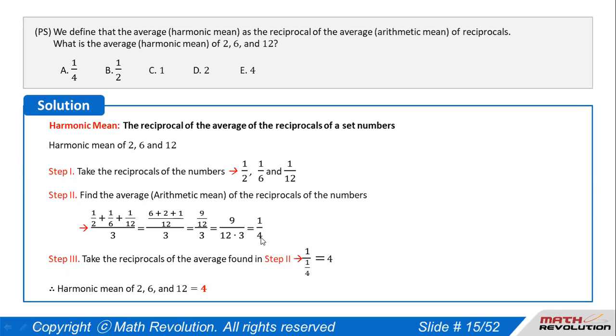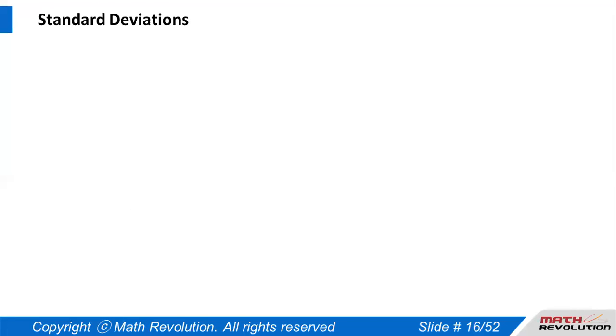Now, the only thing you have to remember here is that you have to again take a reciprocal of the number. So the result obtained here was 1 over 4. Take the reciprocal of this number, which is 1 over 1 over 4, which makes it 4. So the final answer for these three numbers, 2, 6, and 12, becomes 4. That's the harmonic mean.